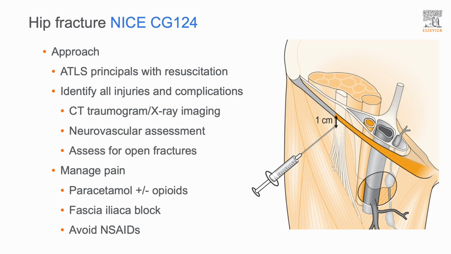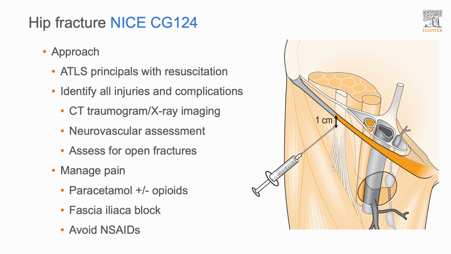The management of any acute traumatic injury should involve ATLS principles with effective resuscitation where required. All injuries and complications must be identified, which can involve a CT traumagram in significant trauma or X-ray imaging of symptomatic joints. Neurovascular assessment of all limbs should be performed, and there should be assessment for any evidence of open fractures, which requires specific management.